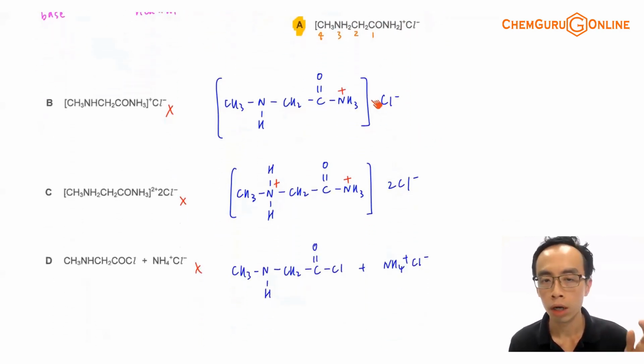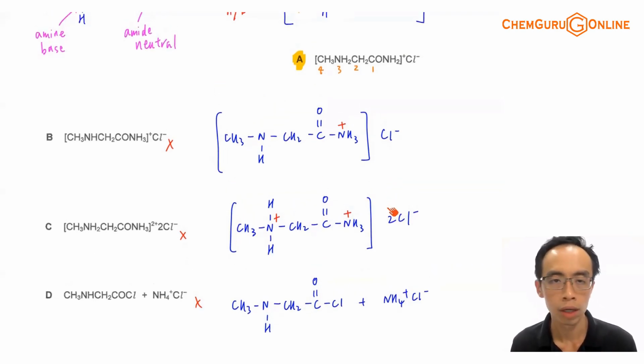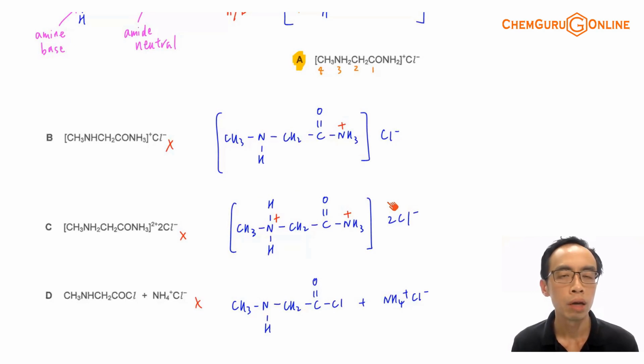Now B is not true, because B is suggesting that the positive charge is on your amide nitrogen, which is wrong. That guy is neutral, so B is wrong. C is saying that both of them will undergo protonation, which is also not true, because this guy is neutral, so C is definitely wrong. D is saying that it is undergoing hydrolysis, and the product we're getting is an acid chloride, which is quite ridiculous, so D definitely is wrong. So the answer to this question is very, very straightforward. It's purely based on acid-base reaction. Recognizing that your amine is a base and amides are neutral, the answer will be option A.